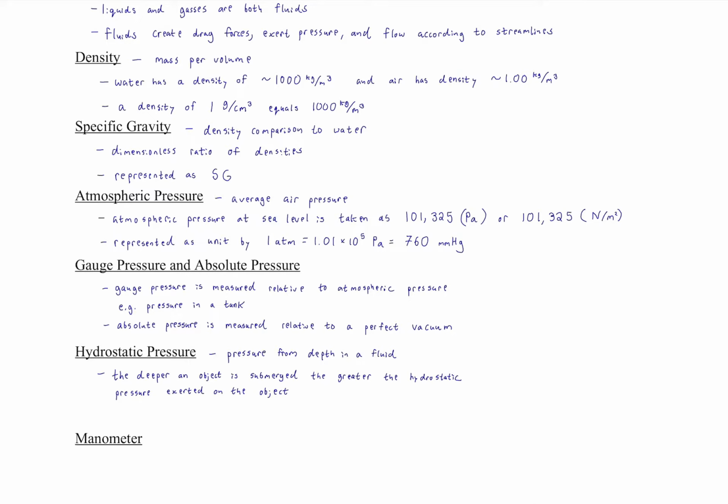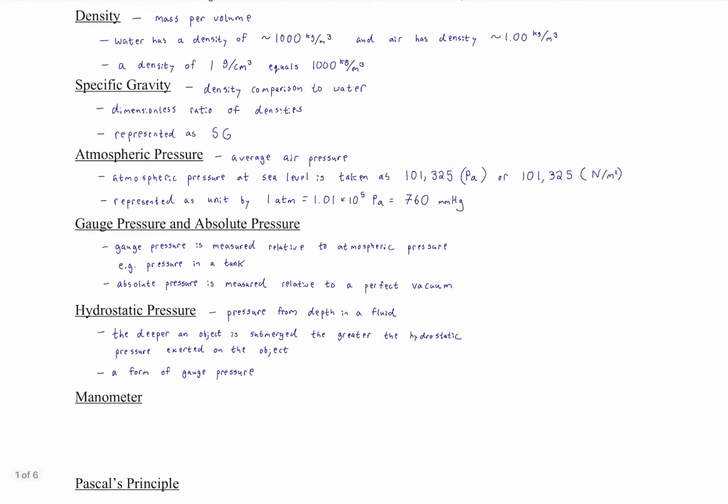The deeper an object is submerged, the greater the hydrostatic pressure exerted on that object. It is a form of gauge pressure because it's measured relative to atmospheric pressure. Now, it's kind of a special case of gauge pressure, but it definitely is, right? Because it's not an absolute pressure. It's always measured relative to the atmosphere.